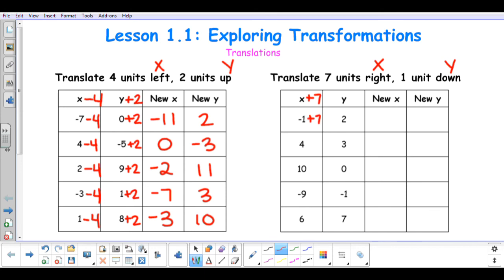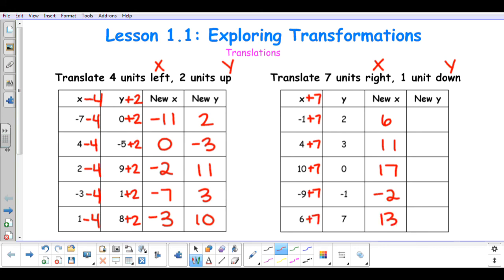So negative 1 plus 7 would give me 6. 4 plus 7 would give me 11. 10 plus 7 gives me 17. Negative 9 plus 7 gives me a negative 2. 6 plus 7 gives me a 13.